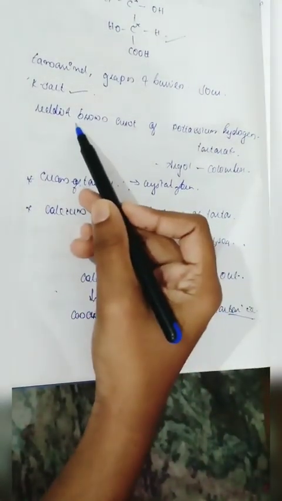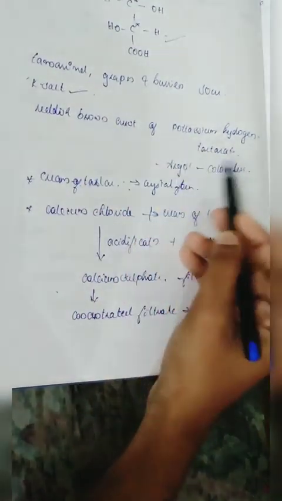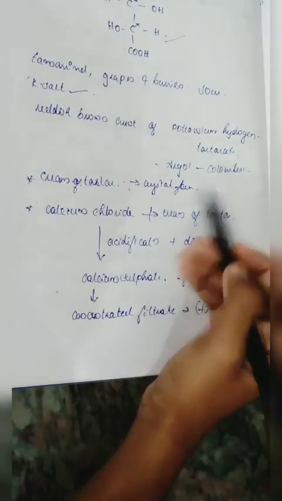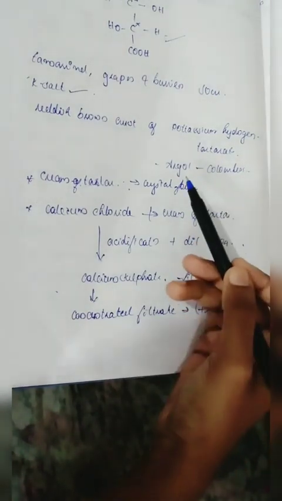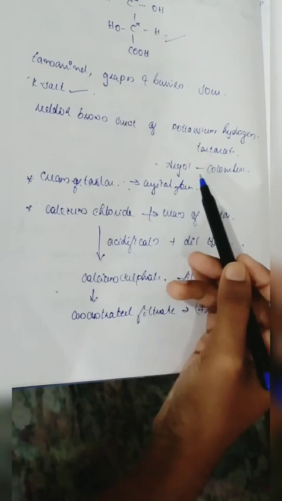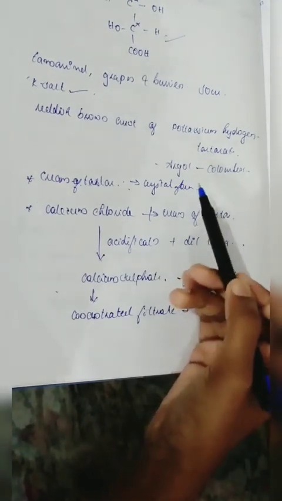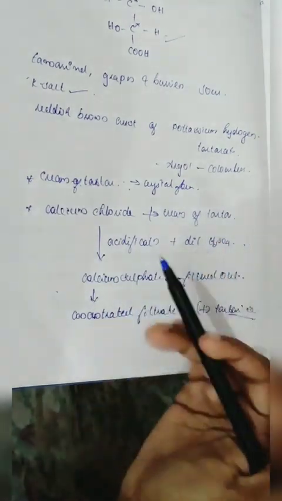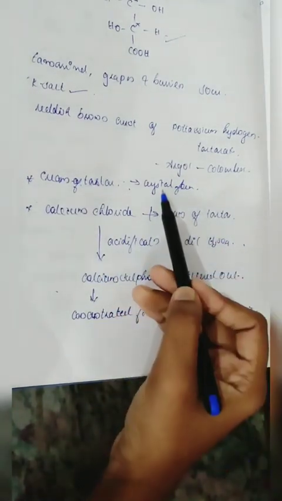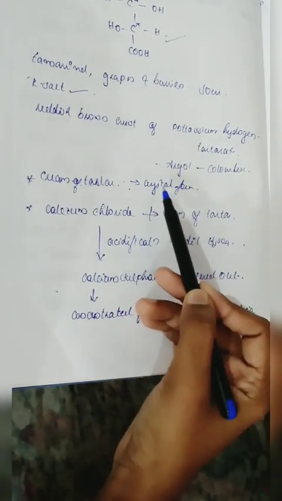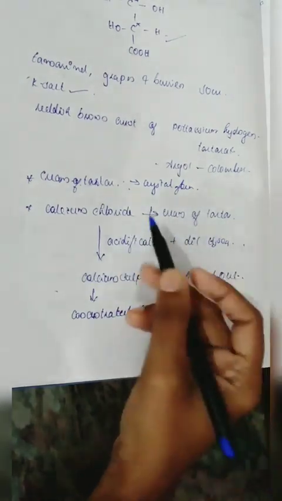So what I have told is we get a reddish brown crust of potassium hydrogen tartarate from the fermented grape juice, and that is known as argol. The fermented liquid is colorless, and we make cream of tartar from argol. We purify and crystallize the argol, and we make cream of tartar.